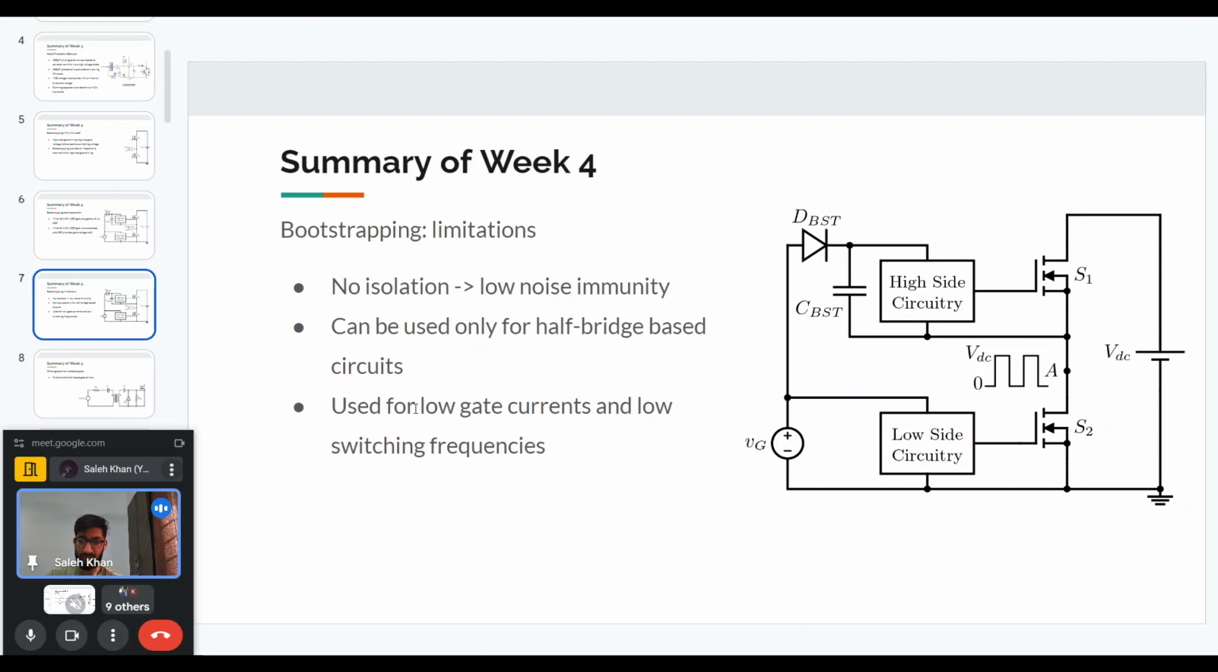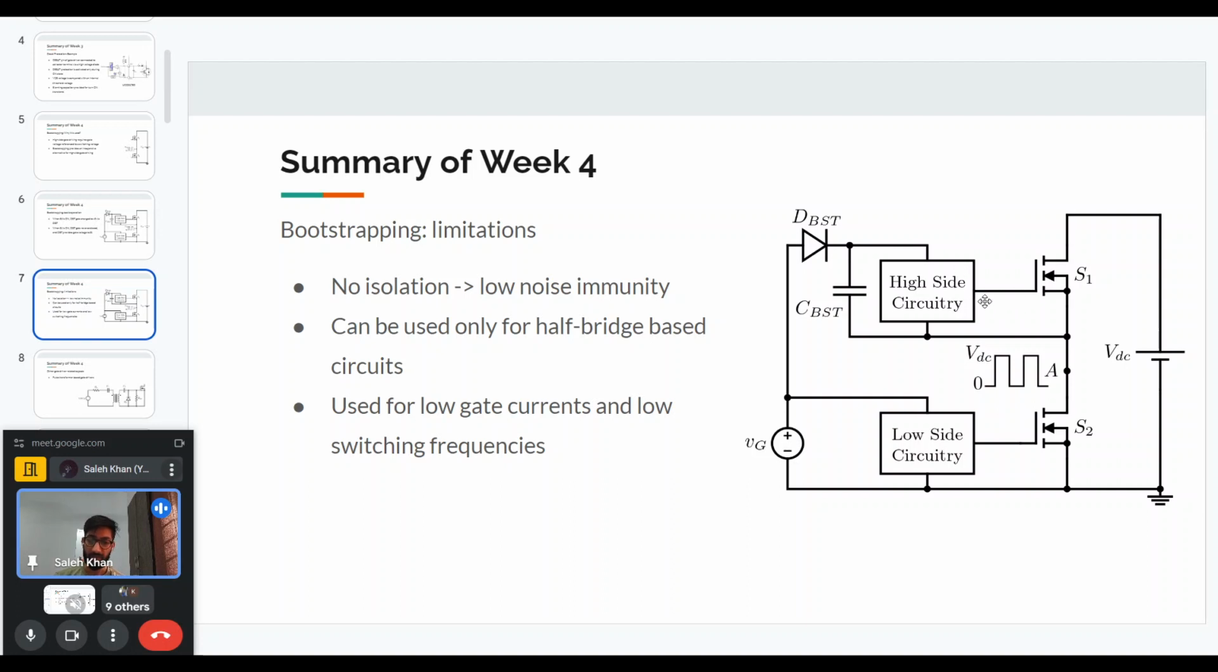Another limitation is that it can be used only for low gate currents and low switching frequencies. This is because of the limitation of the capacitor itself. For example, if we have a device that requires very high gate current, and we have a very small bootstrap capacitor, then it will get discharged while it supplies that current. So it will not be able to supply the 15 volts for the entire duration of the on time if the current required is high.